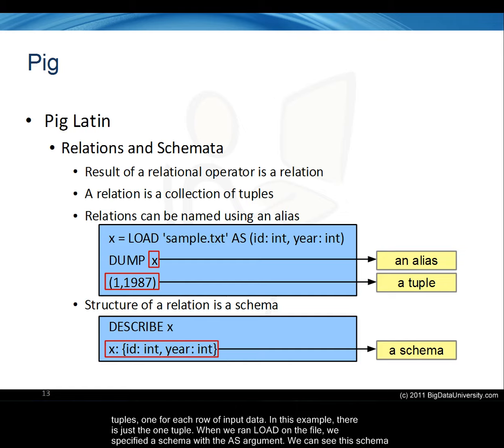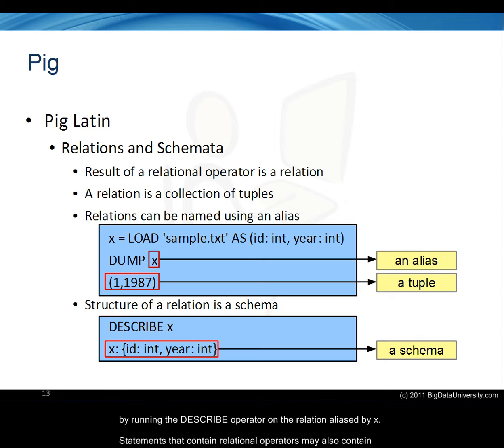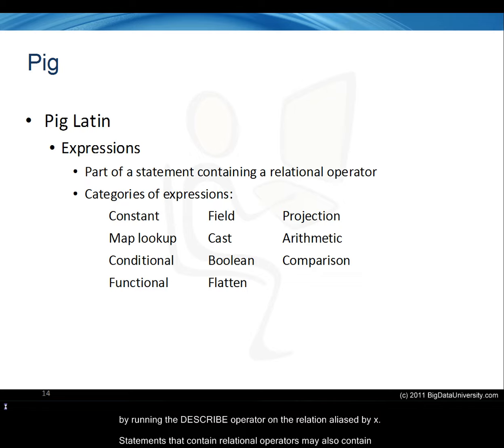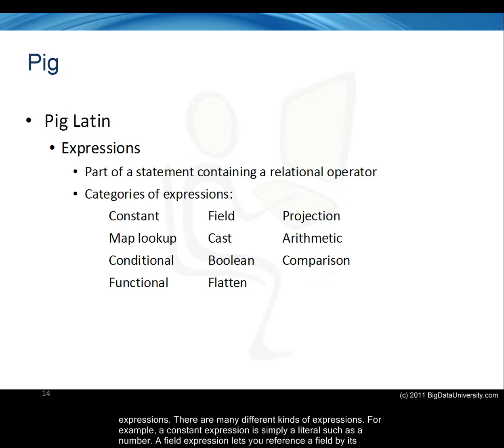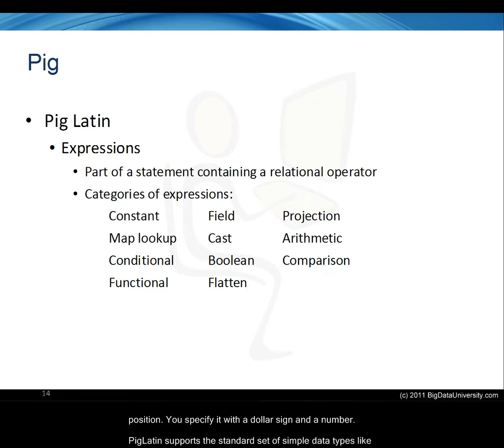When we ran load on the file, we specified a schema with the as argument. We can see this schema by running the describe operator on the relation alias by x. Statements that contain relational operators may also contain expressions. There are many different kinds of expressions. For example, a constant expression is simply a literal, such as a number. A field expression lets you reference a field by its position. You specify it with a $ sign and a number.